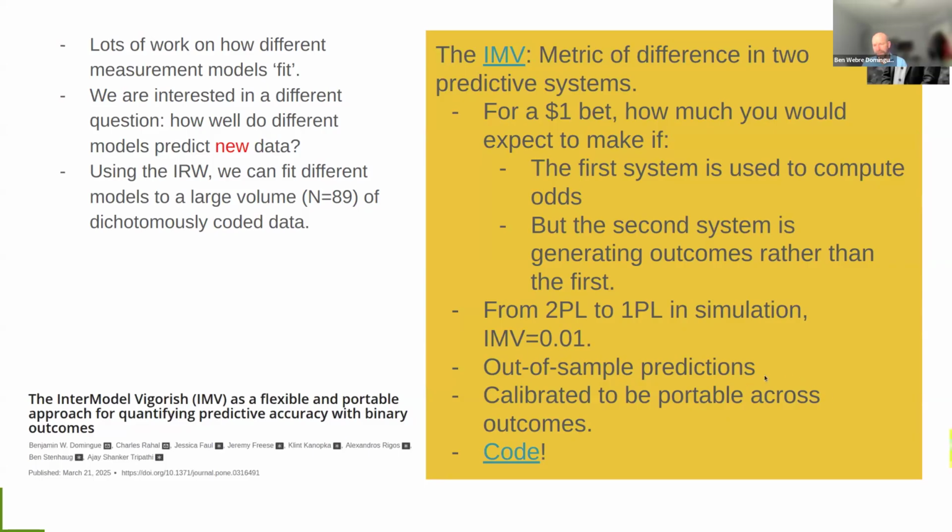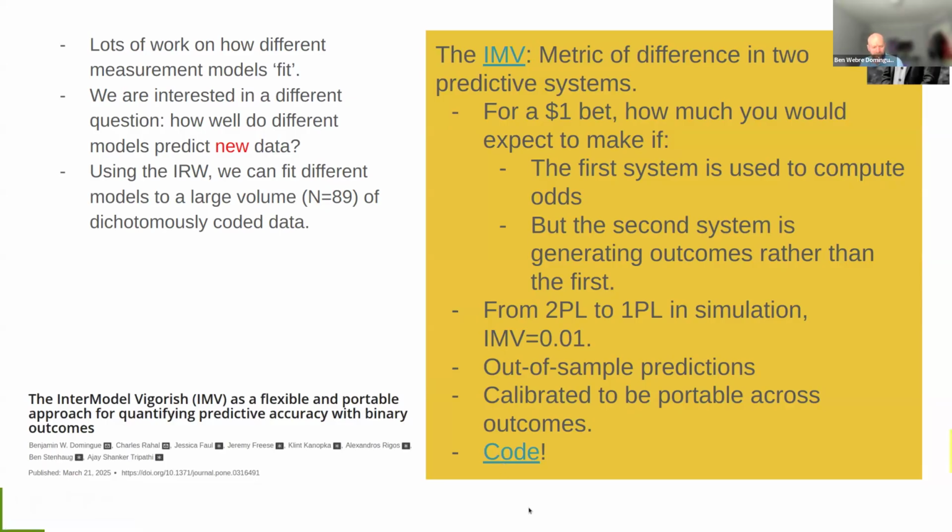In this context, I'm always going to be talking about out-of-sample predictions, right? So the idea here is that the predictions are based on data that the model did not see, and that's really important. And the IMV is fundamentally designed such that it's portable across outcomes. In these 89 data sets, sometimes you have very easy tasks on average, sometimes you have very difficult tasks on average, and it can be difficult to compare predictions across those outcomes when you have very different prevalences, but the IMV is designed to be portable in this sense. This is something that we talk a great deal about in this paper. If any of this is interesting, we have a lot of code resources that you can look at here.